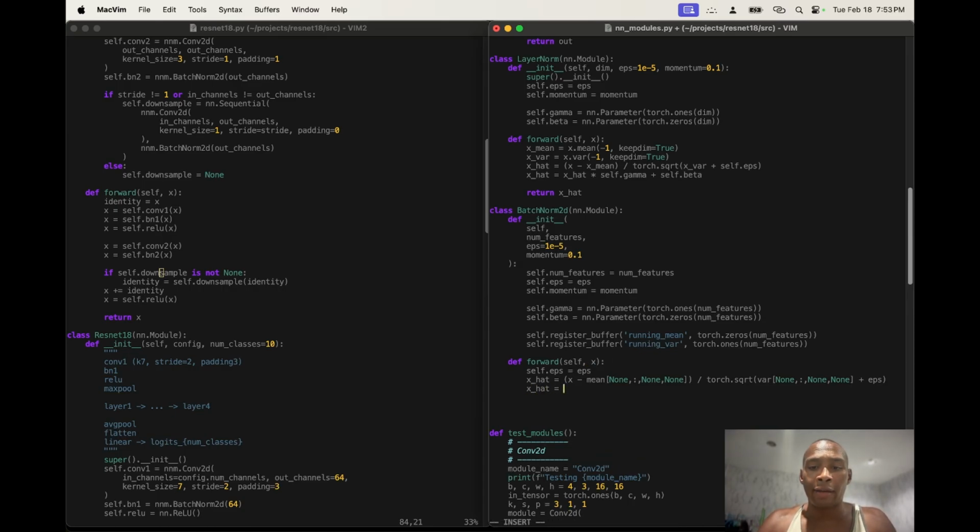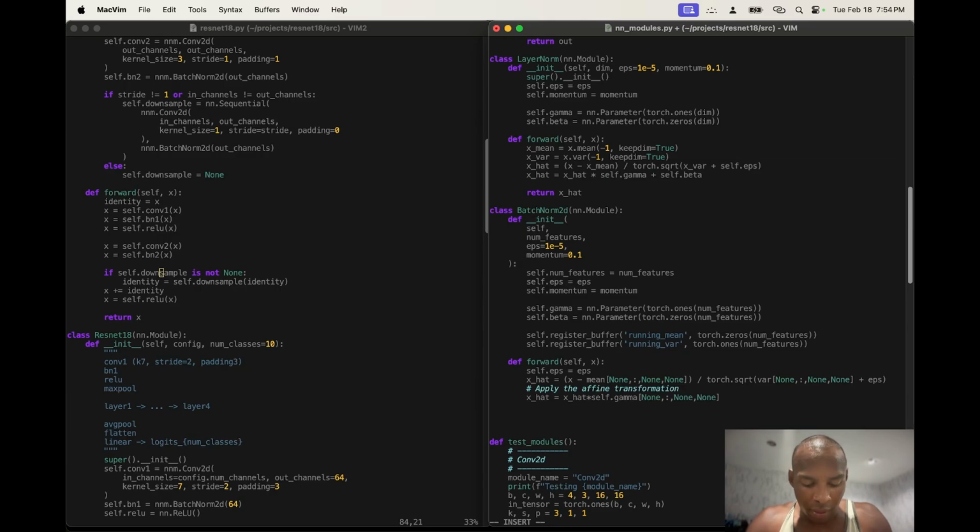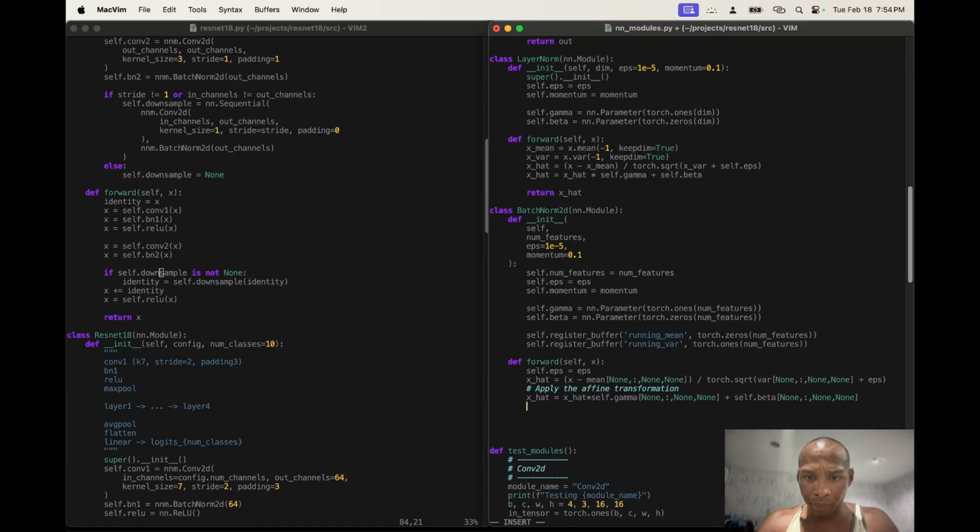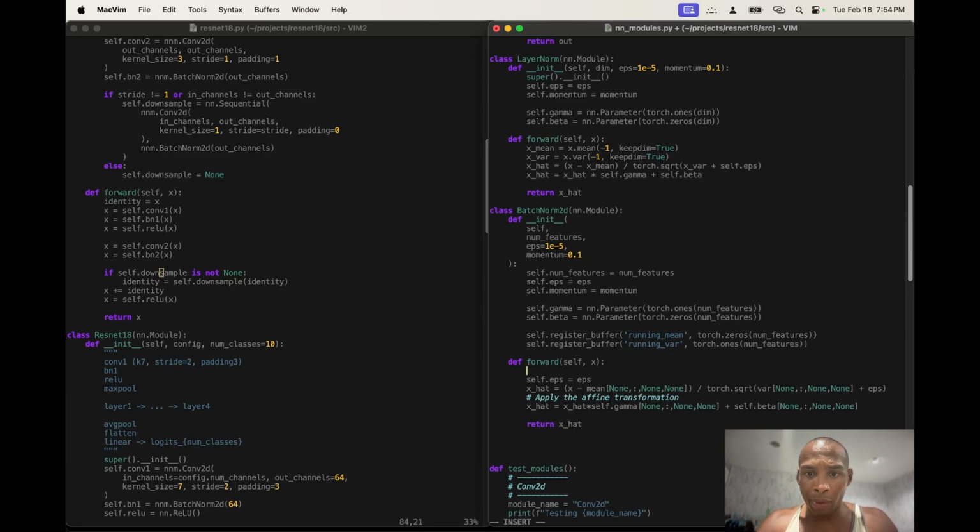And then x hat, now we're gonna scale it and shift it, apply the affine transformation. So x hat times self.gamma, and again we're going to broadcast this, plus self.beta. Okay, so that's what we're going to return.